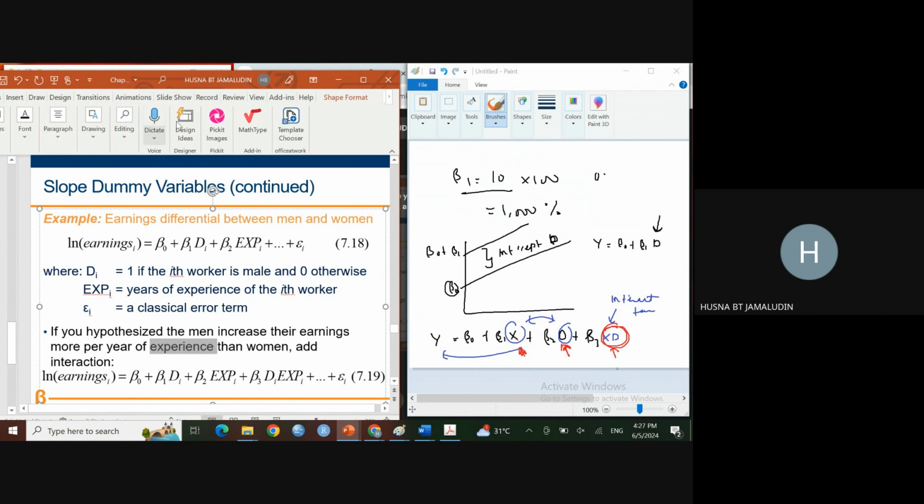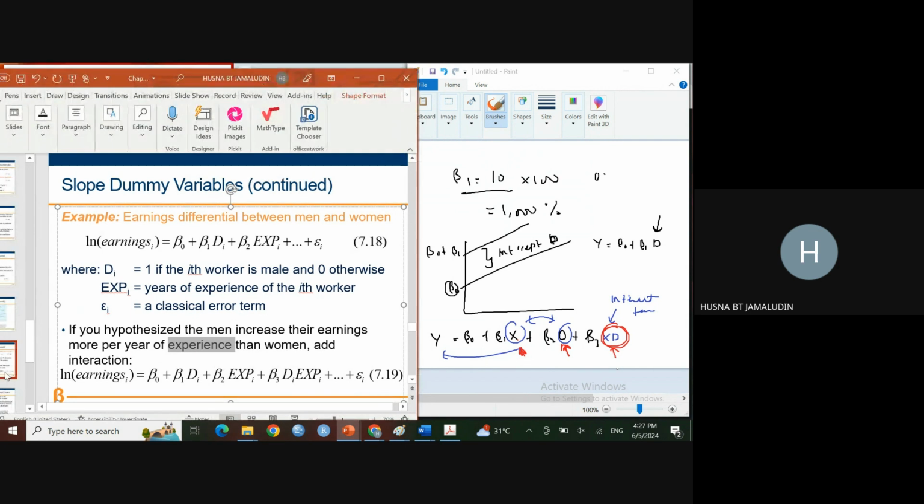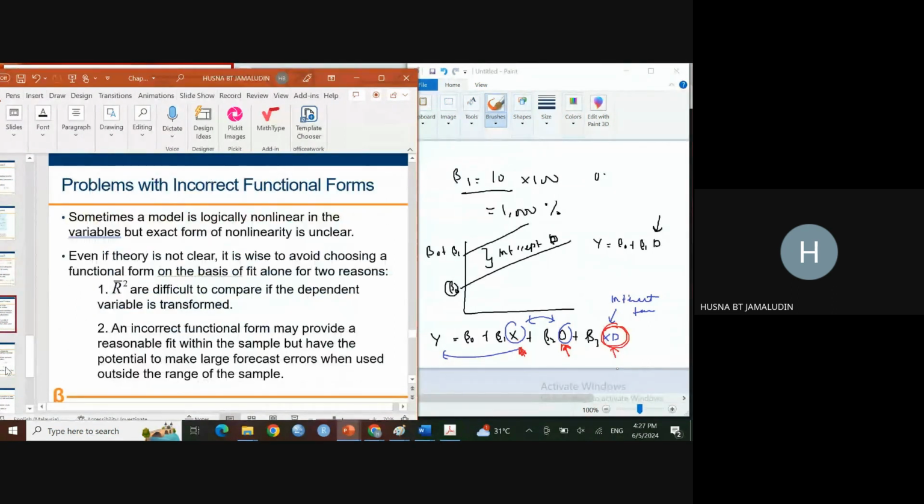Okay, and then where am I? Okay, so it's here, and then we move to the problem with incorrect functional form.